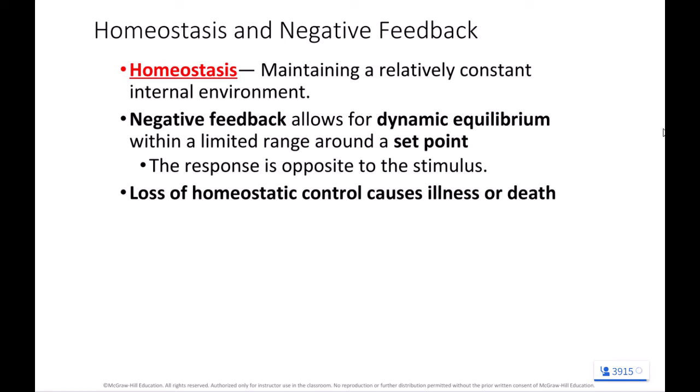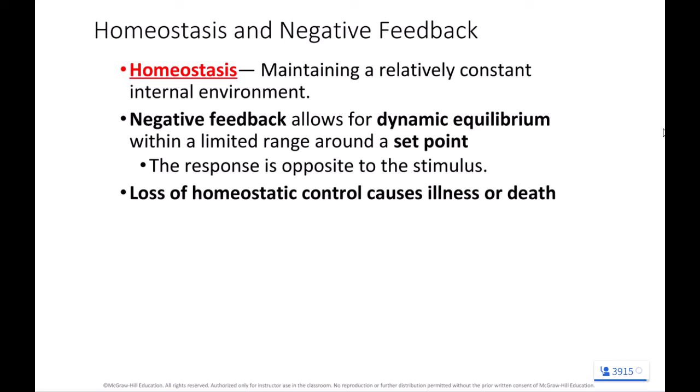So let's spend several slides talking about homeostasis. There are two feedback loops that we can use to maintain homeostasis. We have the negative feedback loops and the positive feedback loops. Negative feedback loops are the most common. There are dozens of negative feedback loops in the human body.